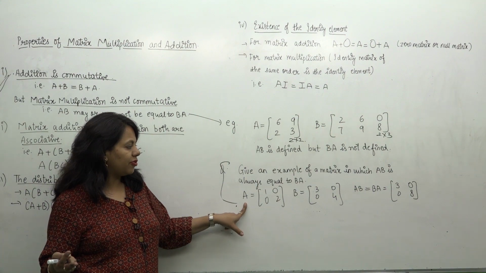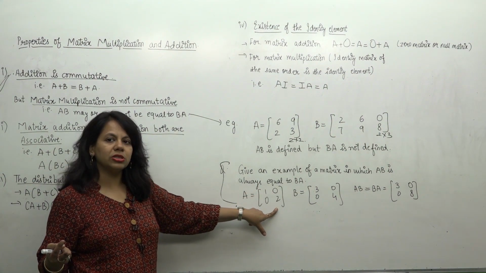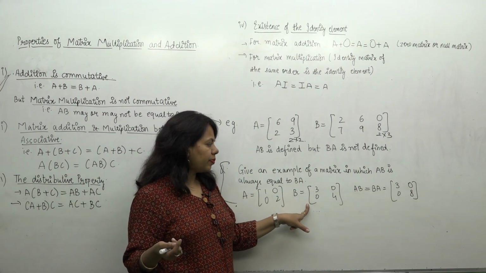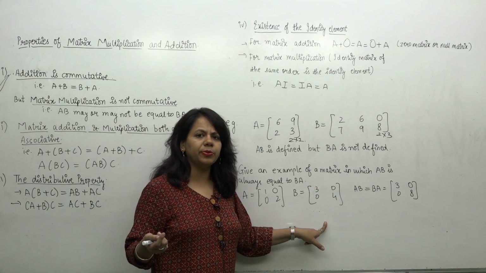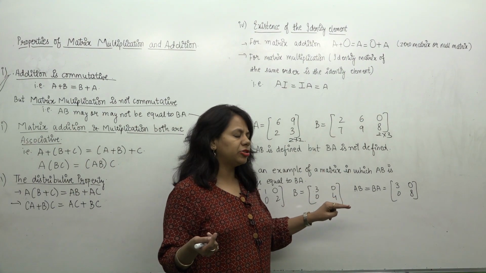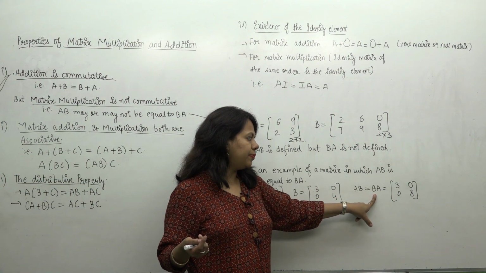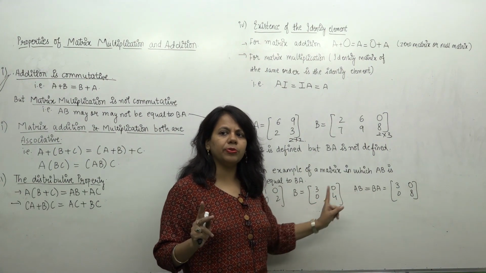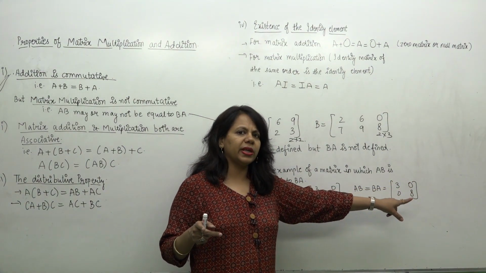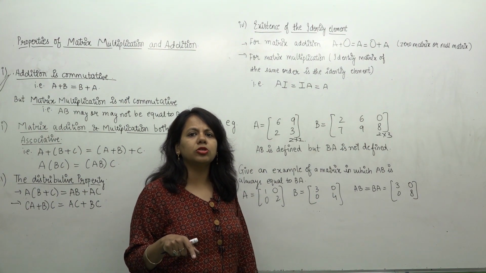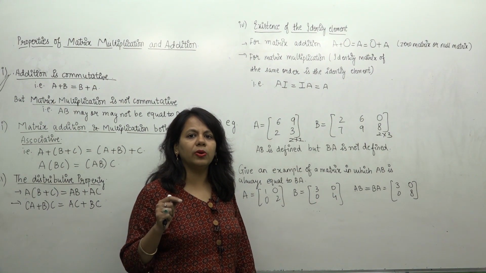For example, if A is 1, 0, 0, 2, this is a diagonal matrix, and B is 3, 0, 0, 4. So this is again a diagonal matrix. Now when I perform matrix multiplication, I get AB and BA, both sides you can perform and see. You would get AB as 3, 0, 0 and 8, and you would get BA also as 3, 0, 0 and 8.